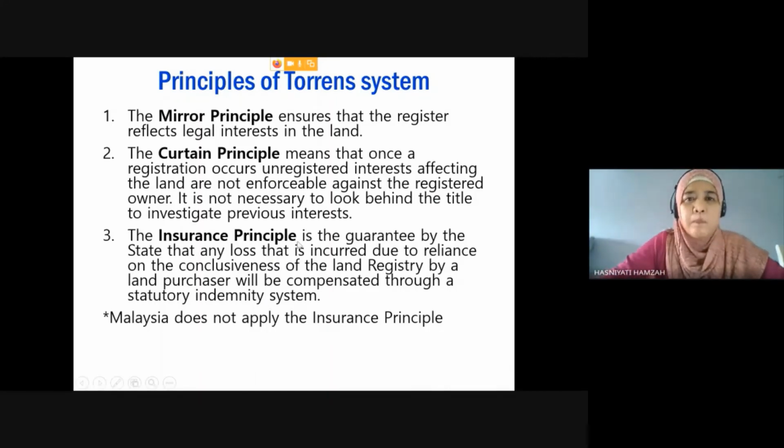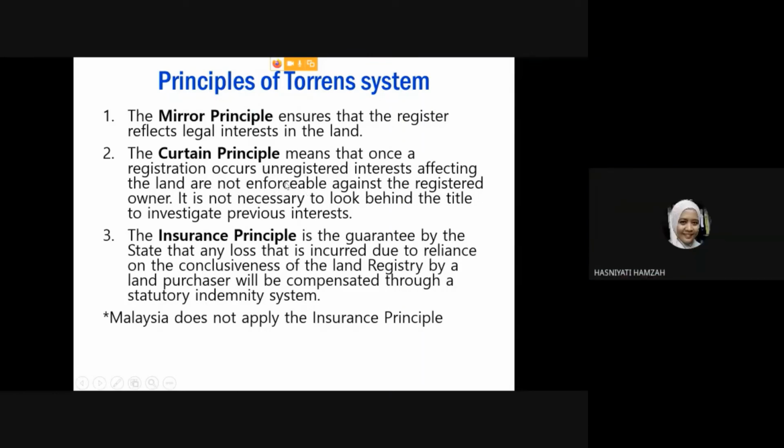Curtain principle. Curtain principle means that once a registration occurs, unregistered interests affecting the land are not enforceable against the registered owner. Once registration occurs, any unregistered interest can no longer be enforced. It's not enforceable against the registered owner. It is not necessary to look behind the title to investigate previous interests.